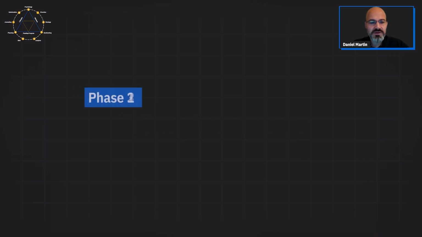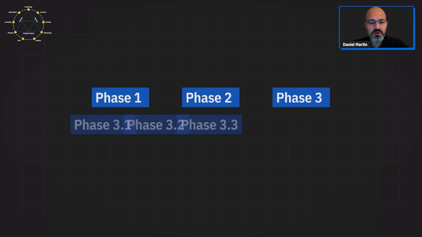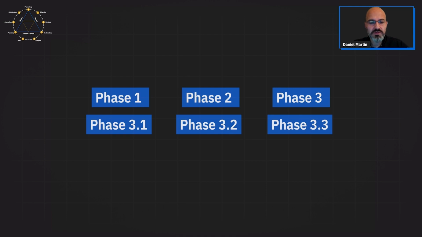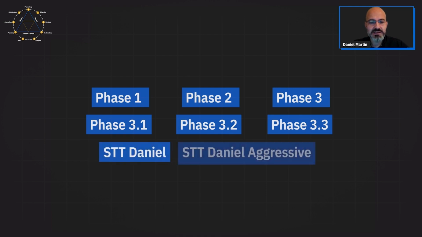So we start from phase 1 to phase 3. Then in phase 3, we go 3.1, 3.2 and 3.3. And then we get a final stage of STT Daniel and STT Daniel aggressive. STT Daniel is conservative, and I use it in 80 to 90% of the cases, depending on the year, and the rest is actually done with aggressive. So let's start with the Excel, how this works and why it looks like this.